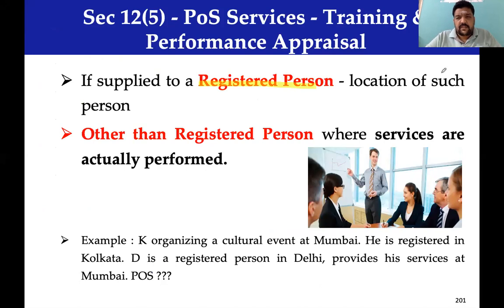It is to a registered person, location of such person. If it is an unregistered person only, you will go to the place where the person actually is. So why should I come to section 12? That question is very simple: both supplier and recipient. Generally, no.